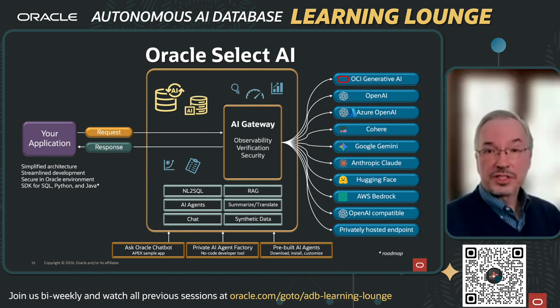Of course, you can use Select AI from standard SQL IDEs, but also the Ask Oracle Select AI chatbot. This is a sample Apex app that's available to you on GitHub. There's also the private agent factory no-code developer environment, and one of the key topics of today's session, pre-built AI agents. Now, you'll see the Ask Oracle chatbot in action in some of our demos later in the session, and I'll touch on the agent factory as well. But now, let's look at some of Select AI's automated functionality.